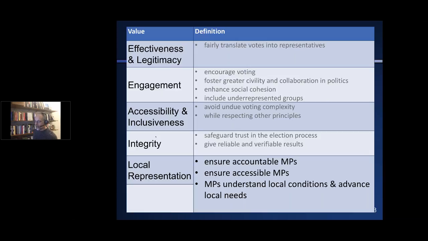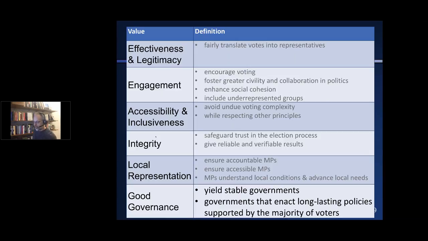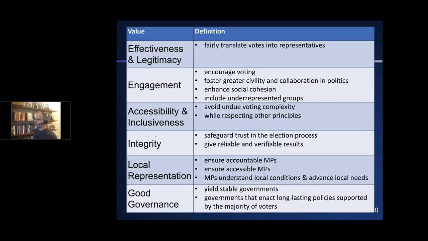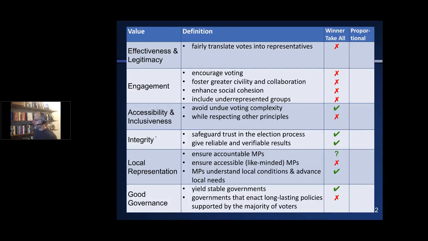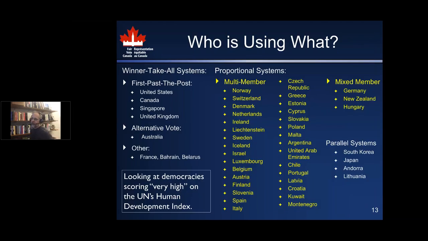And the last one, good governance, wasn't in the mandate given to the committee, but Fair Vote thinks that it is really important. When we look at those and consider our winner-take-all systems, such as first-past-the-post, they just don't score very well. And you've seen this chart before in the other webinars and know our feelings that proportional systems score extremely well on all of these criteria. Who's using different systems? Well, first past the post is only used by four countries out of the top 50 or so on the UN Human Development Index. And the ones in yellow there, many more countries use some sort of proportional system.